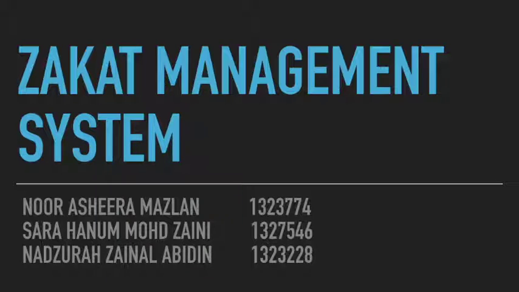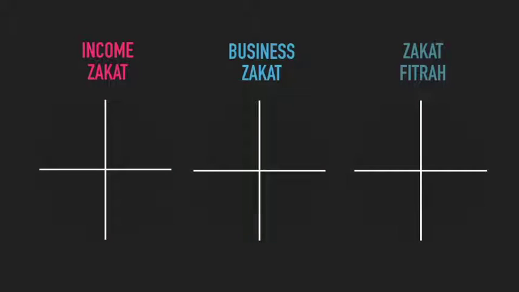In order to implement the spiral model in our project, we decided to represent one type of zakat requirements in one complex spiral. Thus, we have three spiral models representing each type of zakat. The baseline spiral starts with requirement elicitation, requirement negotiation, requirement documentation, and lastly, requirement validation.